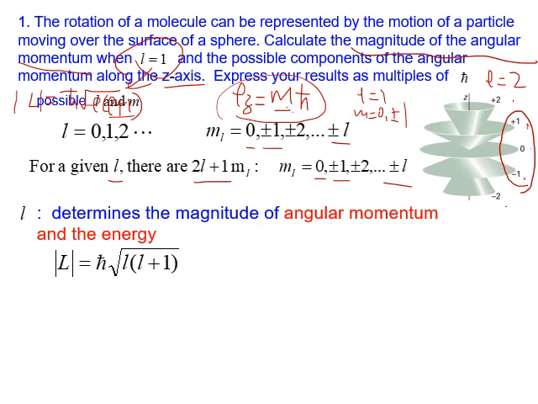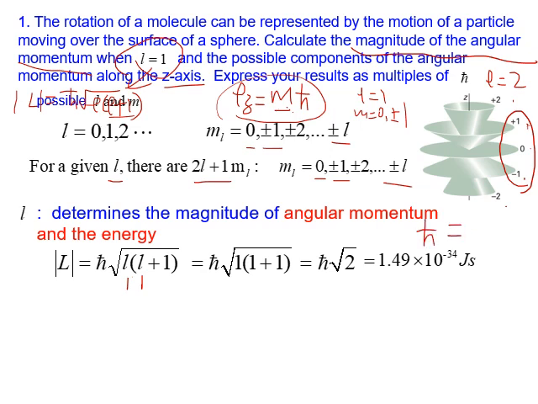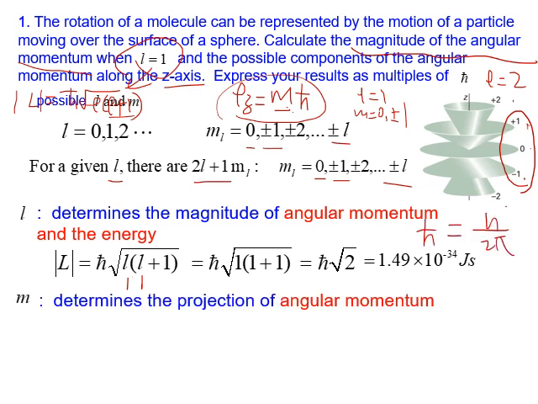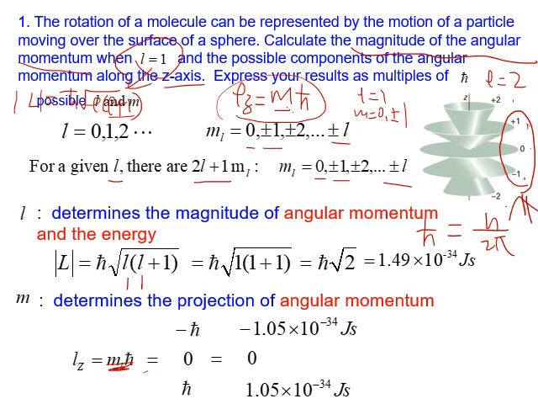In this equation, L equals 1. So this is 1, and therefore you get h bar times square root of 2. And plugging in the number for h bar, you get 1.49 times 10 to the minus 34. Remember, h bar is h divided by 2 pi. Similarly, for the z component, you plug in m, which is 0, positive, negative 1. And that gives you 0, negative h bar, positive h bar. And that's the value of the z component.